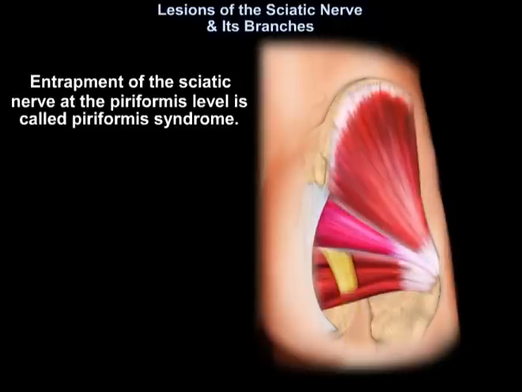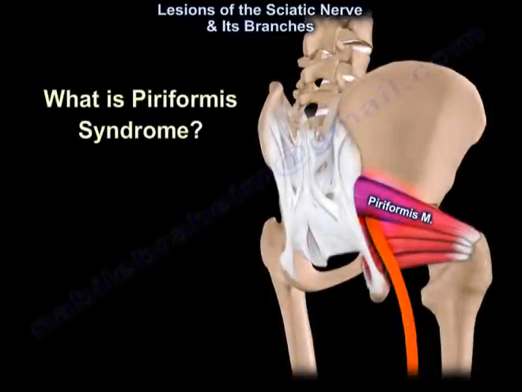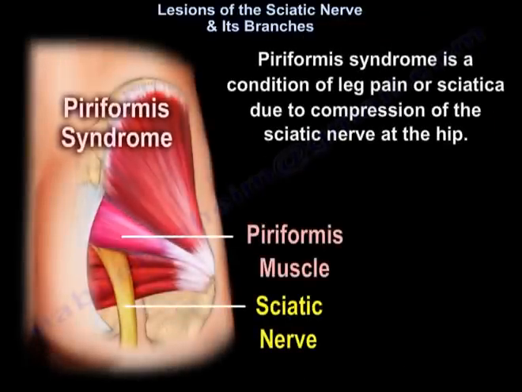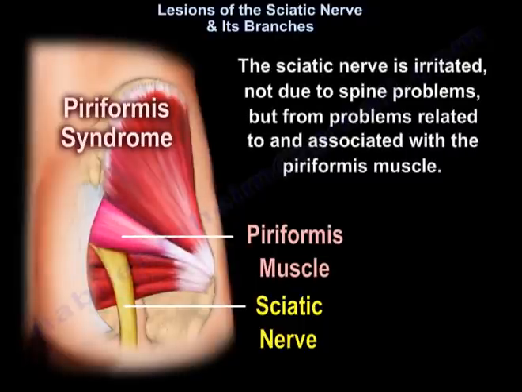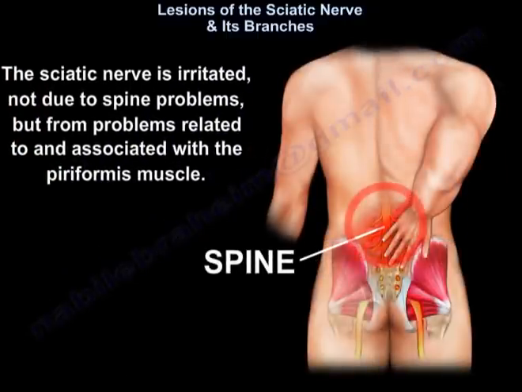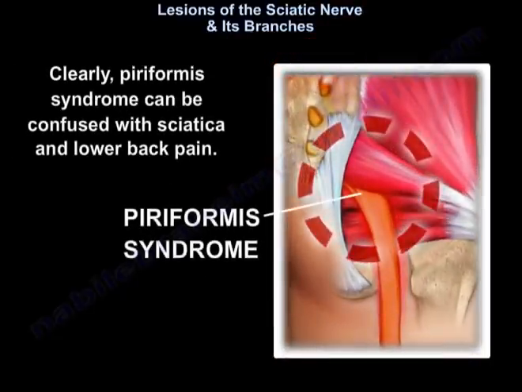Entrapment of the sciatic nerve at the piriformis level is called piriformis syndrome. So what is piriformis syndrome? It is a condition of leg pain or sciatica due to compression of the sciatic nerve at the hip. So the sciatic nerve is irritated, not from a spine problem, but from problems associated with the piriformis muscle. Clearly, piriformis syndrome can be confused with sciatica and lower back pain.